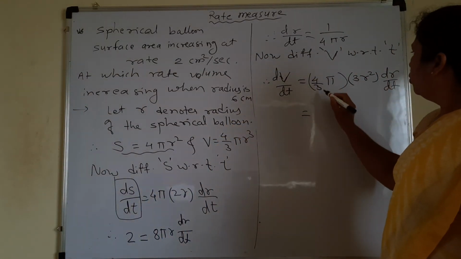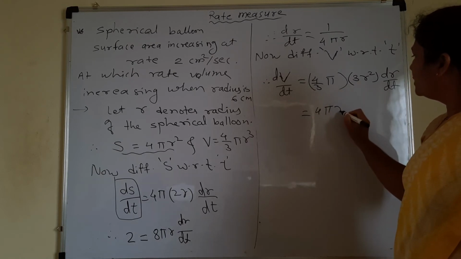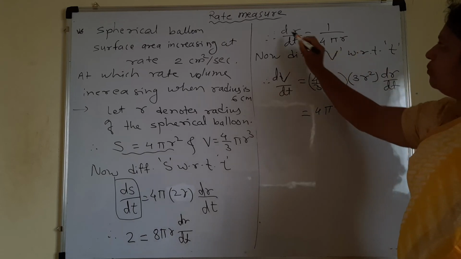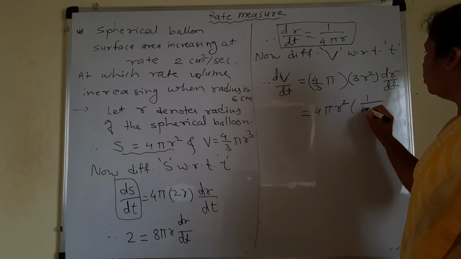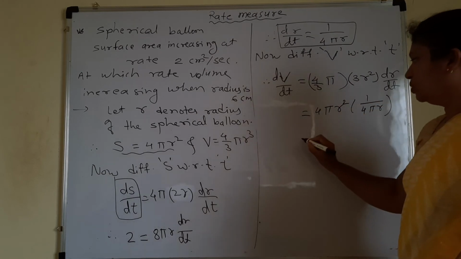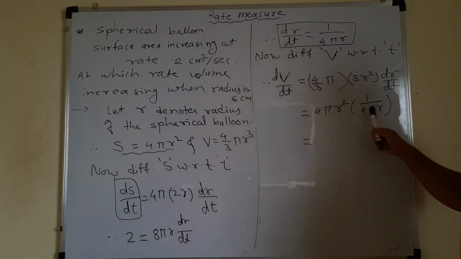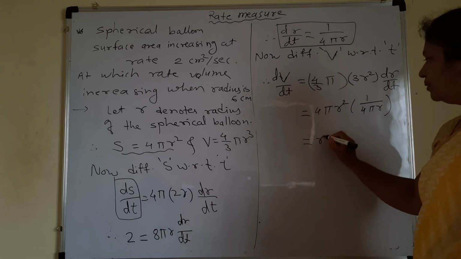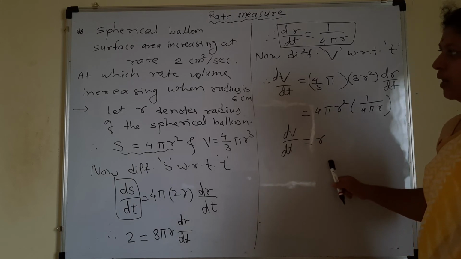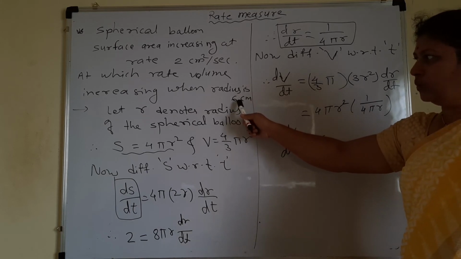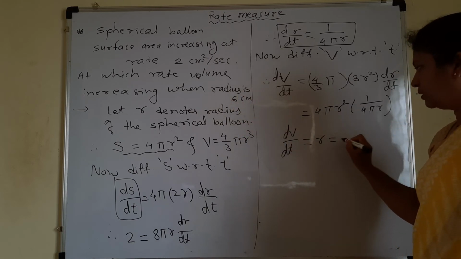So here I will get 4 by 3 into 3, the 3 will get cancelled, 4π r square into dr/dt. What is the value of dr/dt? It is nothing but 1 upon 4π r. So 4π r will get cancelled, and there remains r. So dV/dt is equal to r, and what is the value of r? r is given: when the radius is equal to 6 centimeter. So put r equal to 6.